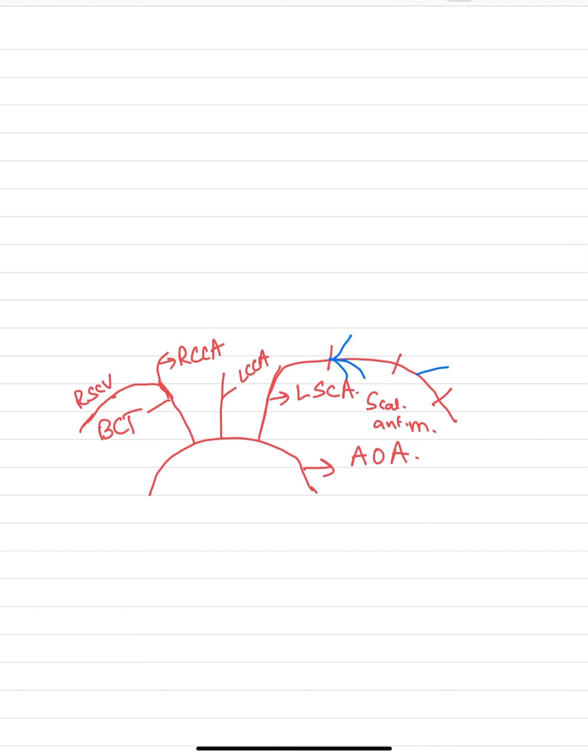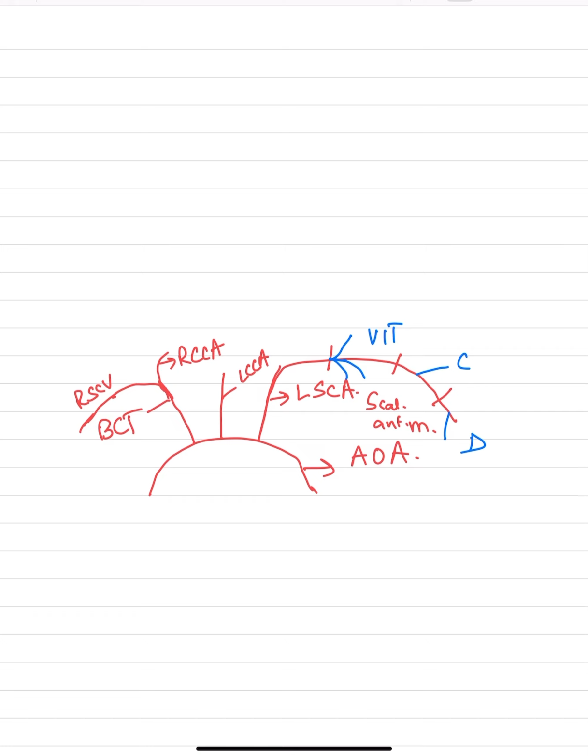Which branch? C and D. Vertebral artery, internal thoracic artery, and your which one? Thyrocervical trunk. C is your costocervical trunk, and D is your dorsal scapular artery.